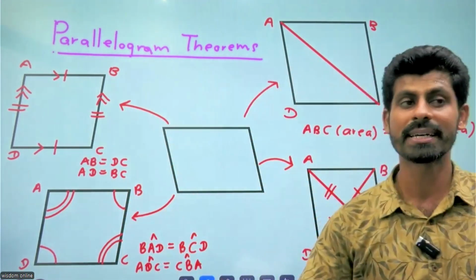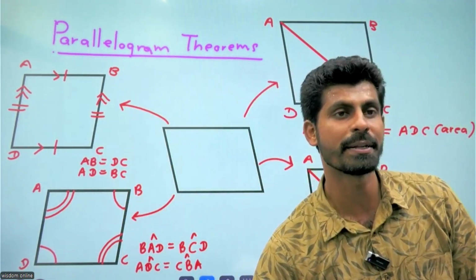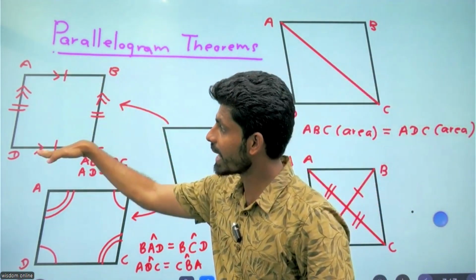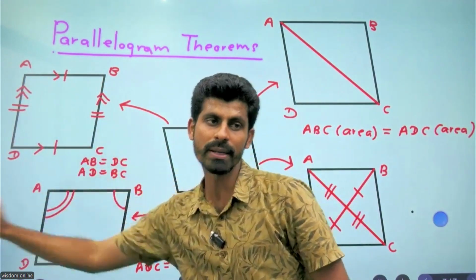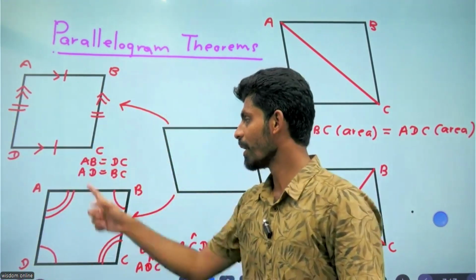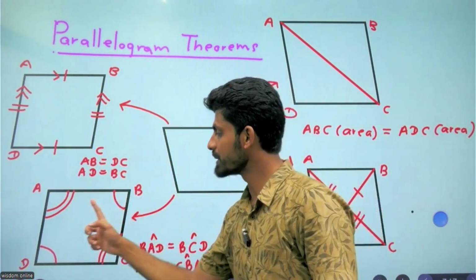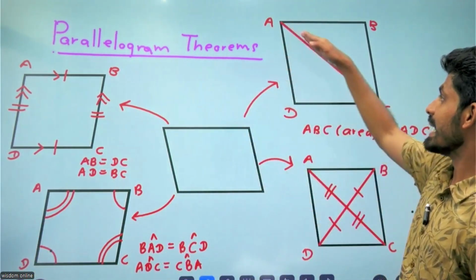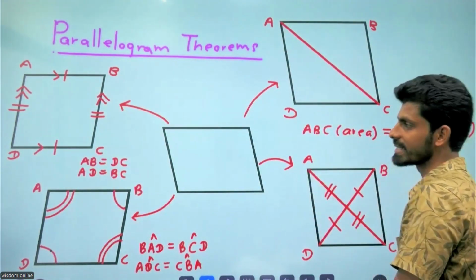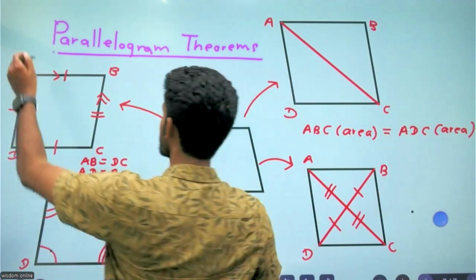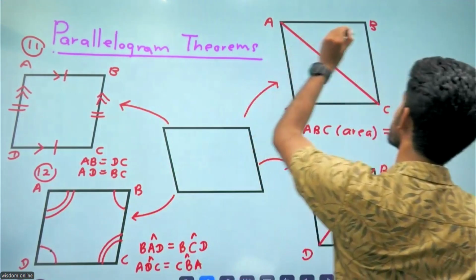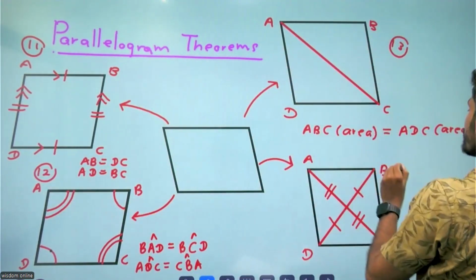Right, easy. So what are the theorems? Look at this one. In a parallelogram, opposite sides are equal. Opposite sides are parallel. Opposite angles are equal. Area is bisected by the diagonal. Diagonals bisect each other. So theorem number 11, theorem number 12, theorem number 13, theorem number 14.